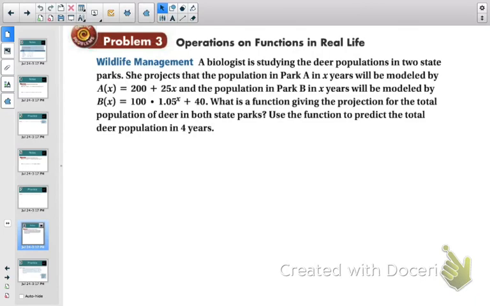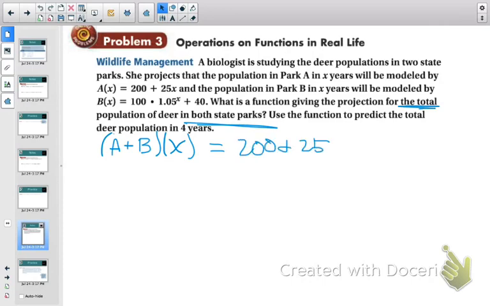Okay, so it's saying you want the total in both parks. So that means you're adding the 2 together. So really what this wants is A(x) plus B(x). So we're just going to add the 2 together. So A is 200 plus 25x, plus B, which is 100 times 1.05 to the x plus 40.